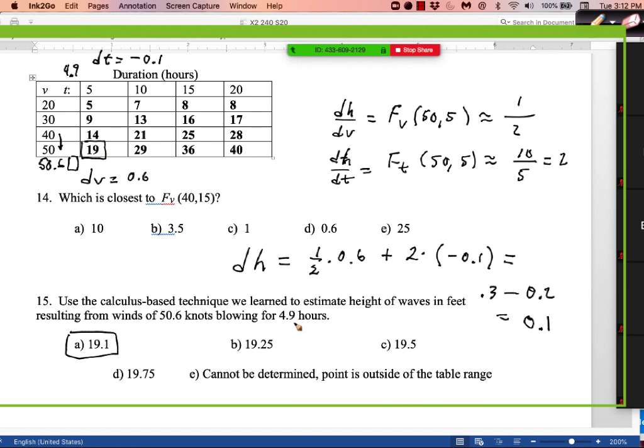So that was putting it all together. You had to know the whole thing: find the partial derivatives, find the individual changes in speed and time, find the corresponding changes in height from each of those and add them together, and then add that change to the original. Any questions?